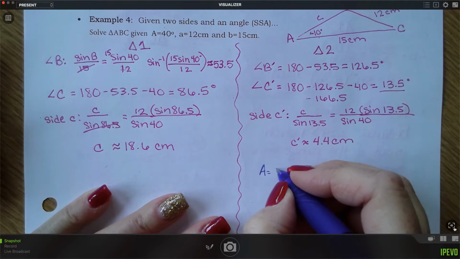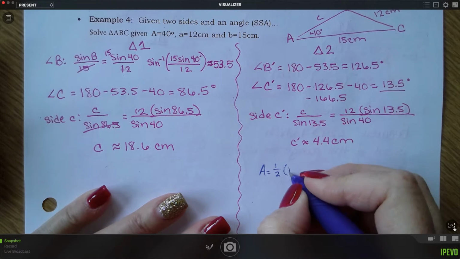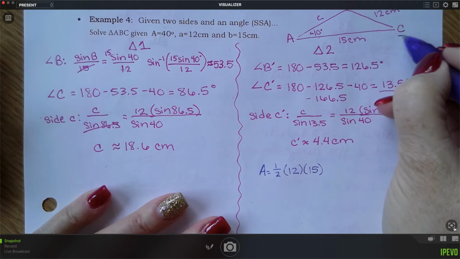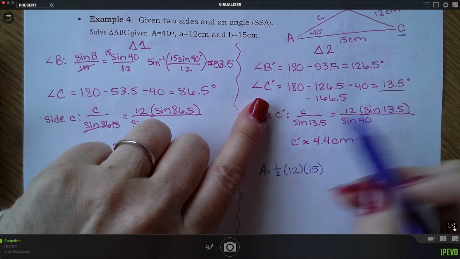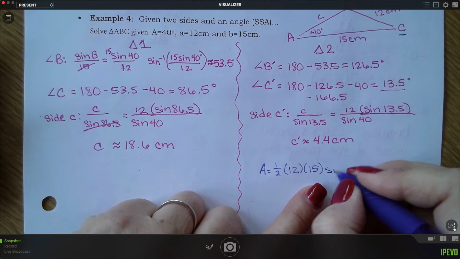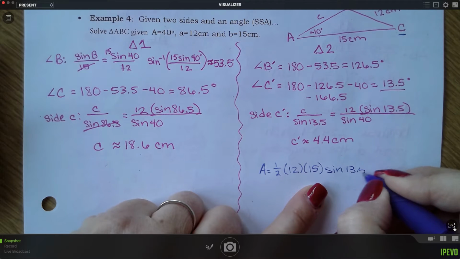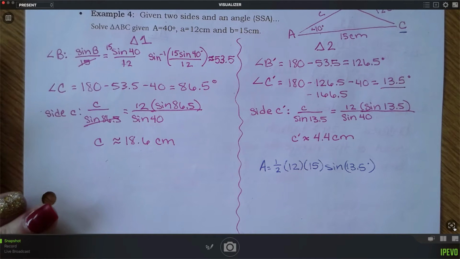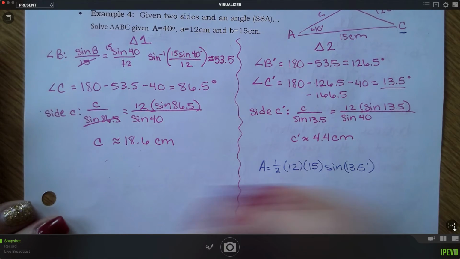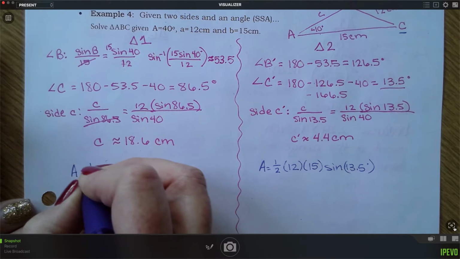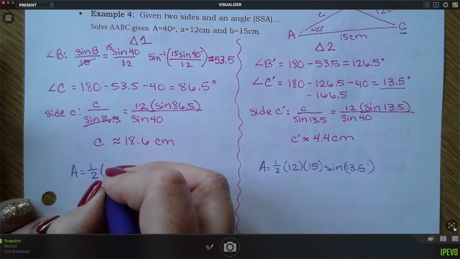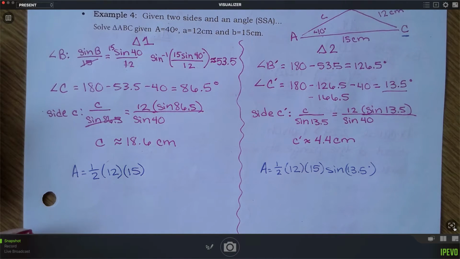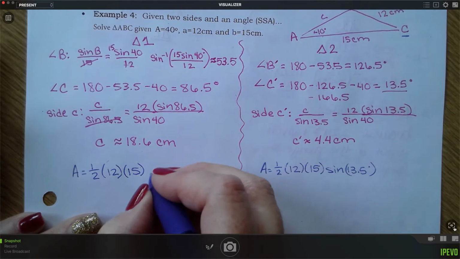So it's going to be 1/2 of 12 times 15. And my angle that I'm going to be using is that C. So what's angle C here? It's the sine of 13.5. And if you want to set it up over here and then put it all in the calculator, you could do that too. Let's do that. So this one is going to be 1/2 of 12 and 15 again, right? And does it matter if I write 15 times 12? No. Nope. And then sine of what?